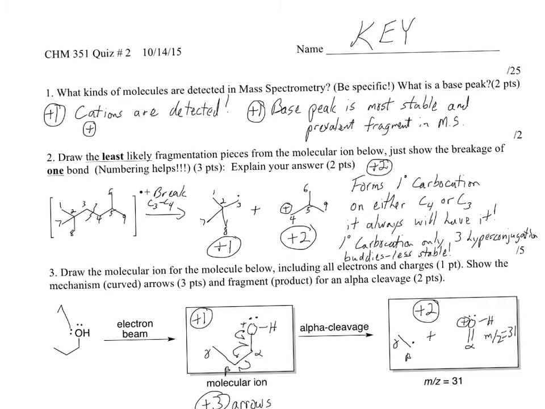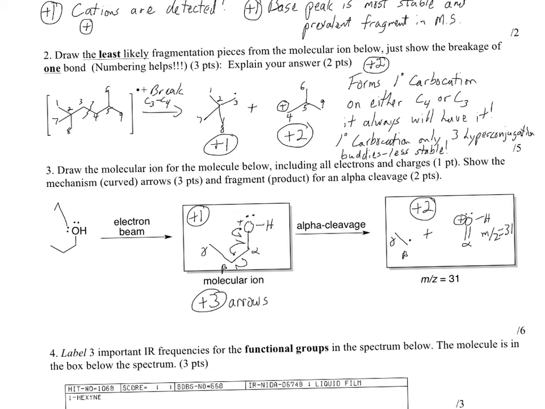More is better. This one: draw the molecular ion for the molecule below, including all electrons. Show the mechanism with curved arrows and the fragment products of the alpha cleavage. So in this case, first things first, knock an electron out. 3 arrows show that alpha cleavage. Right, we're breaking this bond here between the alpha and the beta carbon. Electron comes down to form a new pi bond. Electron goes to the beta. From a radical and a plus charge cation, this is what you see. This is the molecular ion. This is what you see in this case.